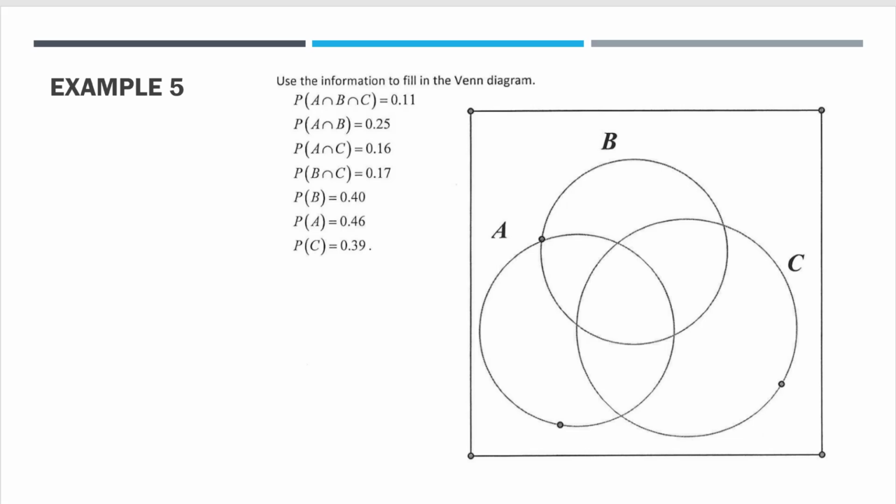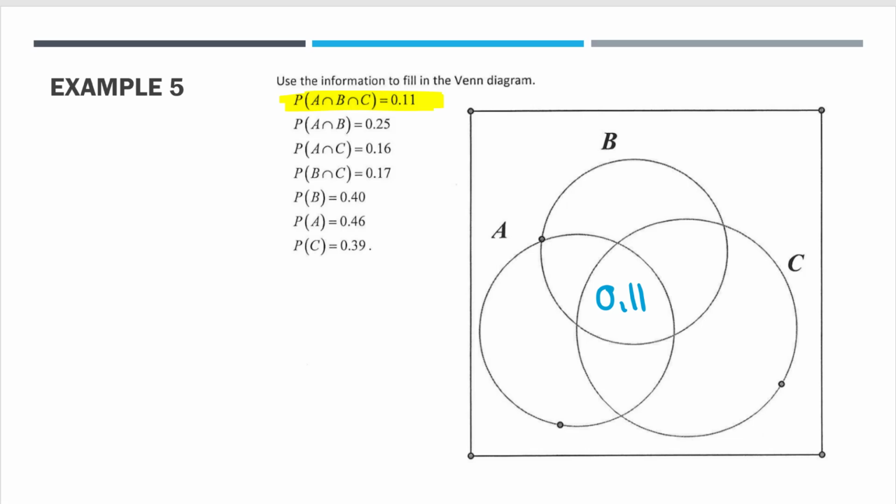In example 5, we're going to take the list of probabilities that we were given and apply them to the Venn diagram. So we have 3 different events that are overlapping. One of the tricks for doing these questions is starting from the inside and going out. So it's nice that they gave us the intersection of the 3 events first, so we can put that right in the middle of where the 3 circles overlap.